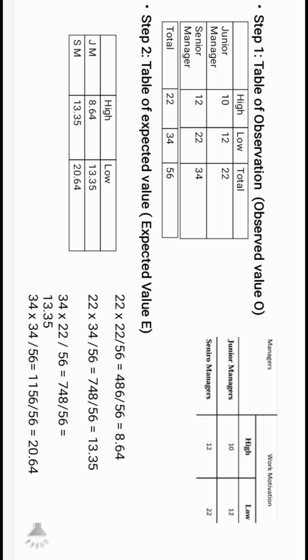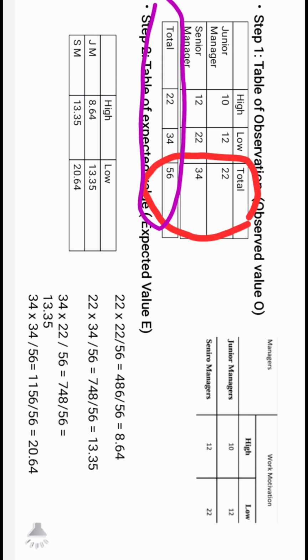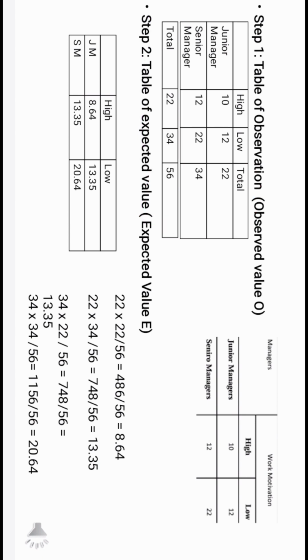Step 1 is creating the table of observed value O. This is done as, look at the question. The first row of the question is written as the first column and the second row is written as the second column. After that, find the total of each row and column.